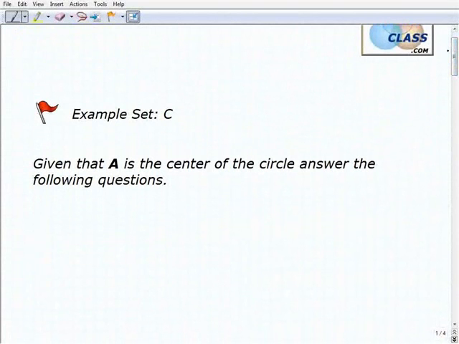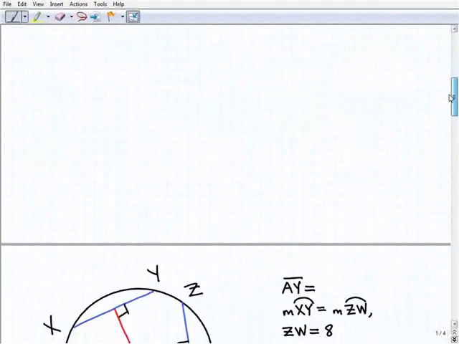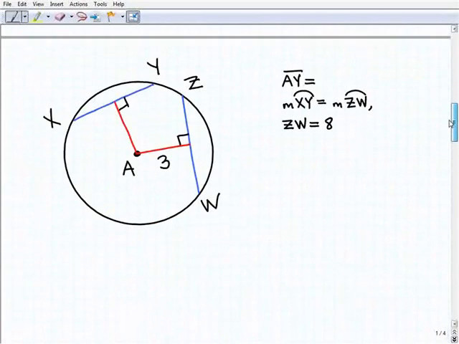So we have three circle problems, and we're told that A is the center of each one of these circles, and we have to answer some of the questions related to each one of the circles. So let's go ahead and start with our first problem.